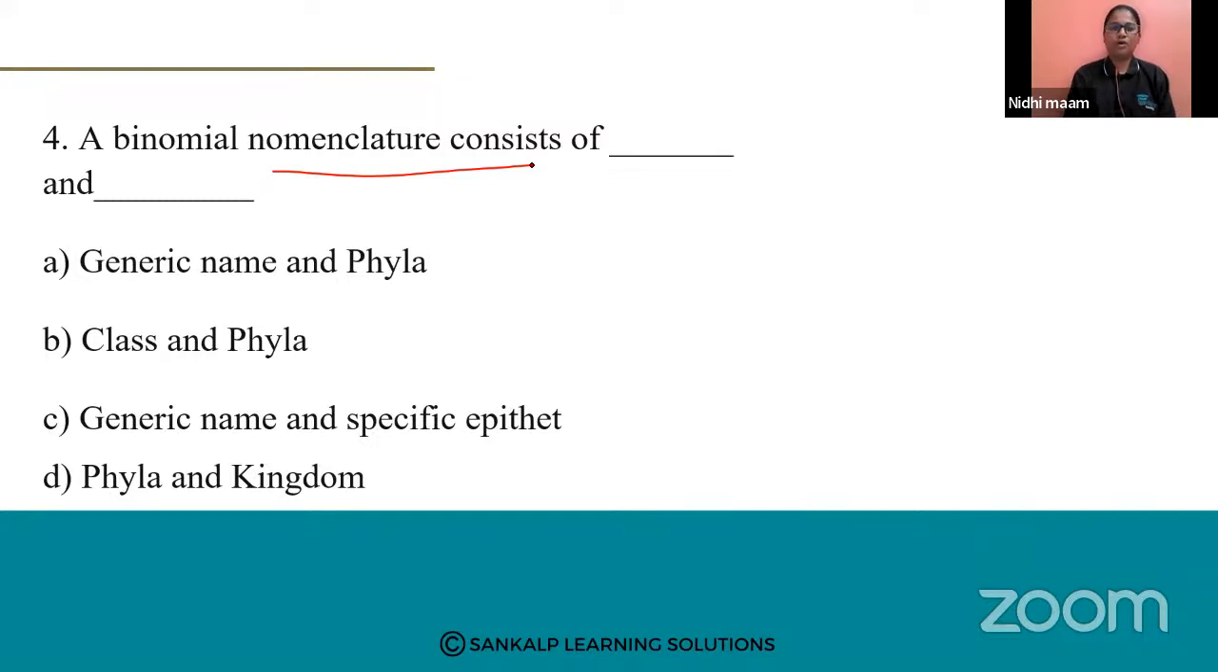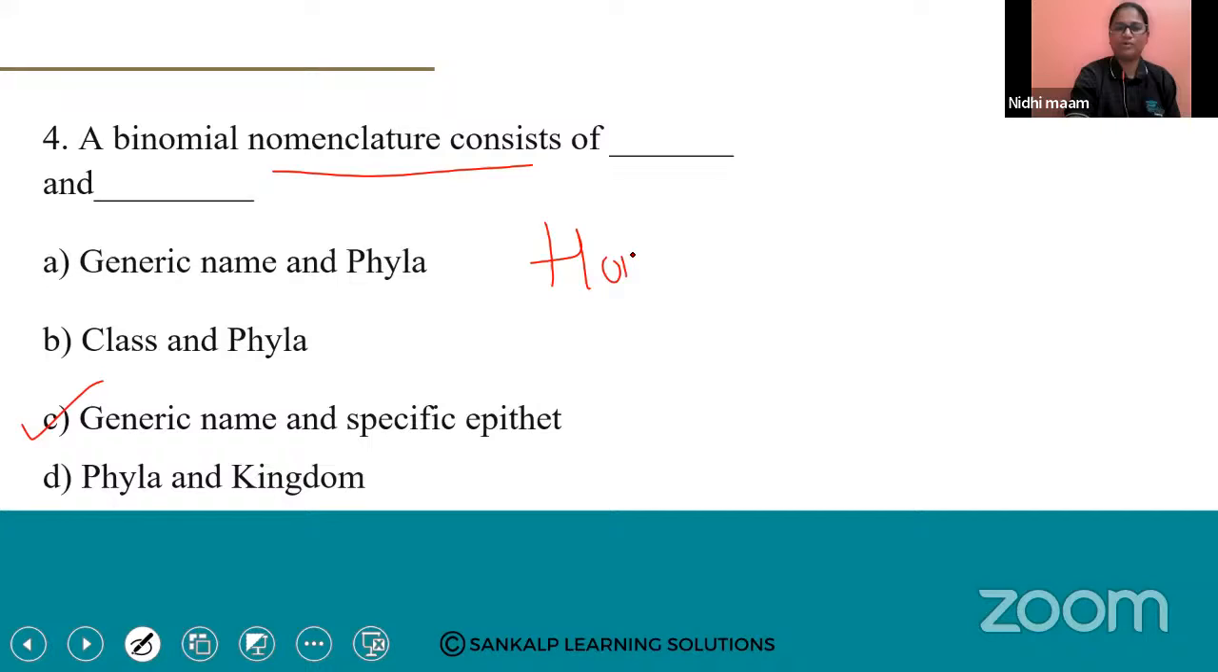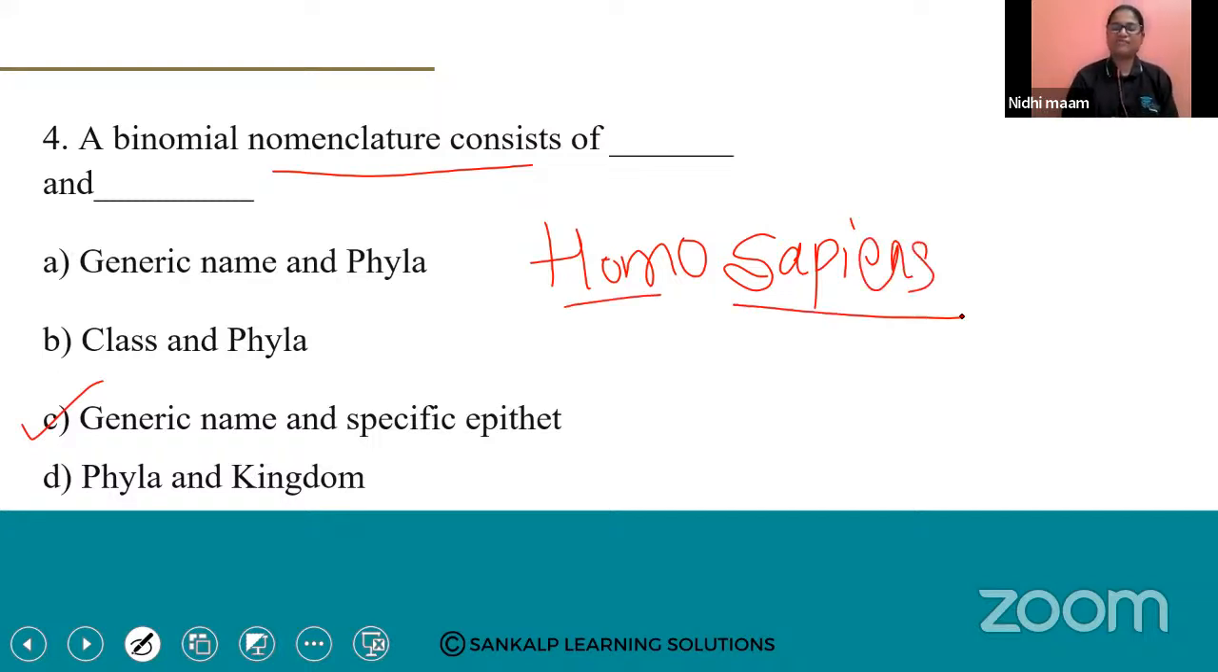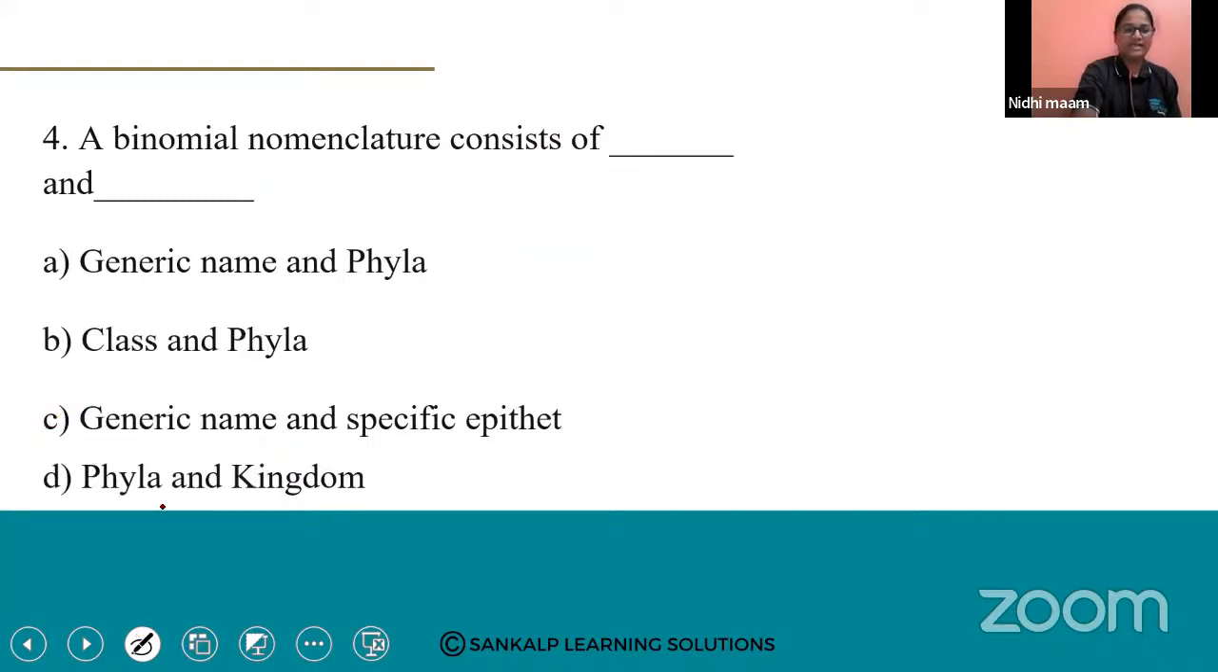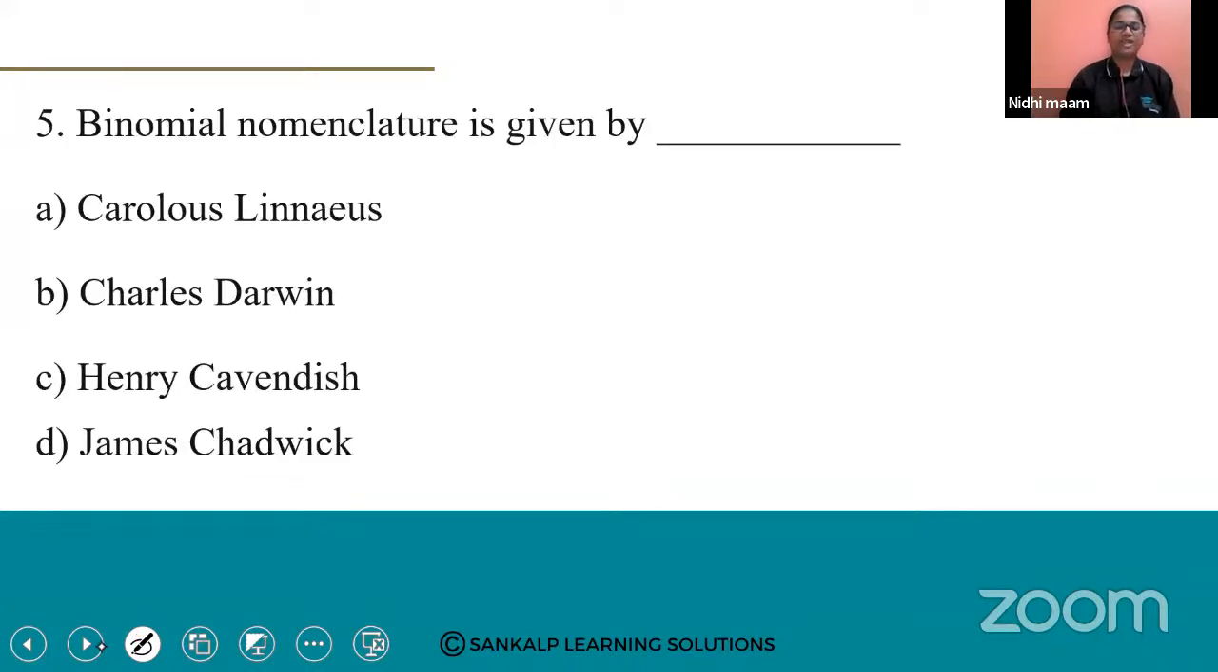Fine. So all of you answered it as option C, generic name and specific epithet. When you say Homo sapiens, the scientific name of human beings, Homo is a genus name, sapiens is a species name or specific epithet, we can say. So binomial nomenclature consists of genus name and specific name. Great. So let us proceed to the next question.